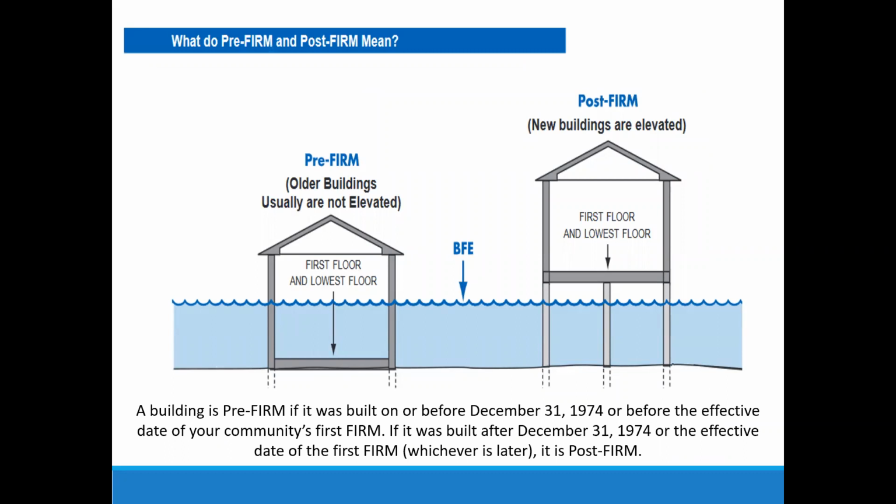And so we're kind of moving more into substantial damage and improvements here. Pre-FIRM buildings are those built before we have modern flood data. It's a pre-FIRM structure if it was built on or before December 31st, 1974, or before the effective date of the first FIRM. If it's built after that date or the effective FIRM, whichever is later, it would be considered post-FIRM.